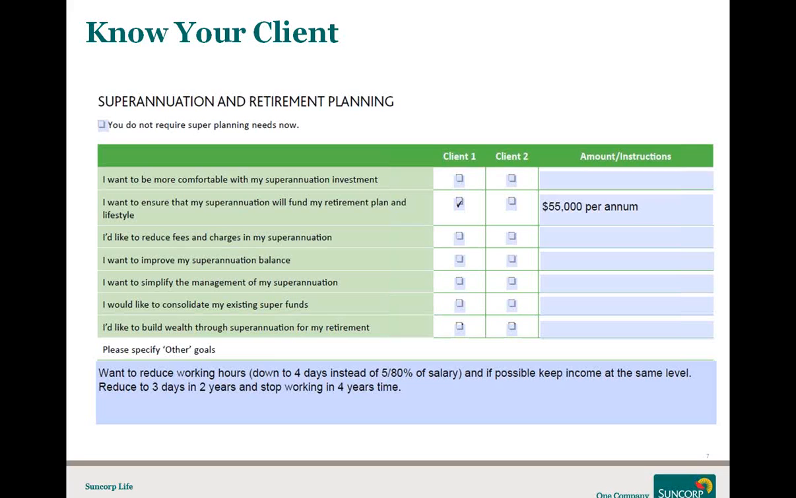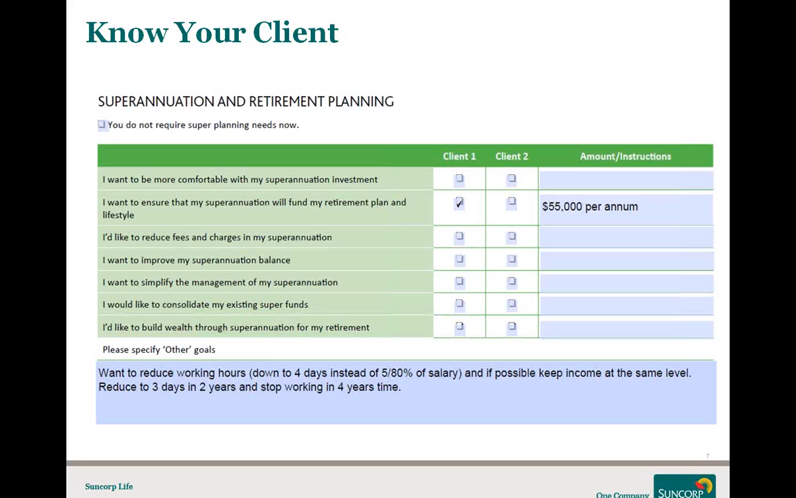In the other goals area, they have expanded on this. So they've outlined that they want to reduce working hours down to 4 days instead of 5, and they're expecting to get 80% of their salary for this reduced working hours. If possible, they want to keep their income level the same with this reduced working hours. They've put a long-term or a medium-term goal as well, so they wish to reduce to 3 days in 2 years and stop working in 4 years' time.